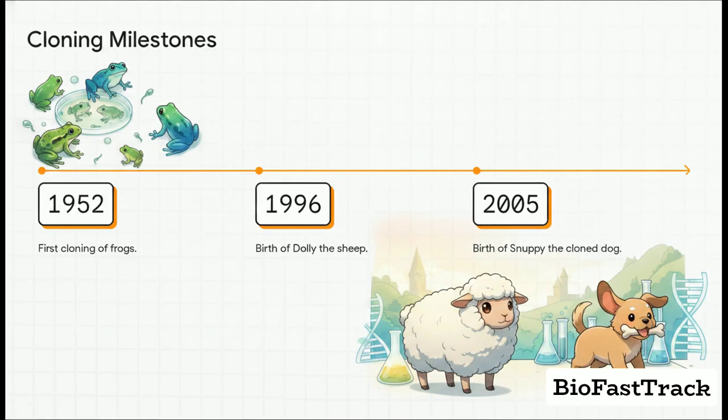The rapid evolution of cloning actually started way back in 1952 with the first cloned frogs by scientists Briggs and King. But the true revolution that shocked the globe hit in 1996 with Dolly the sheep at the Roslin Institute in Scotland. And it definitely didn't stop there. By 2005, South Korean researchers successfully brought us Snuppy, the very first cloned dog.